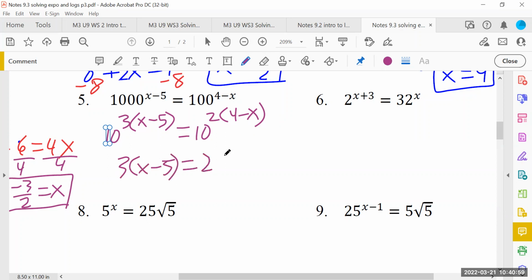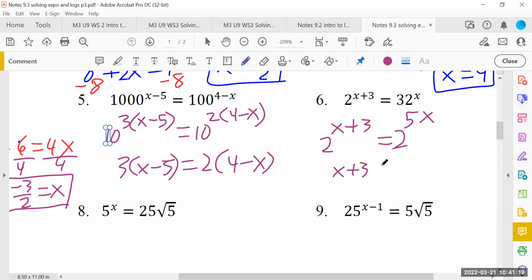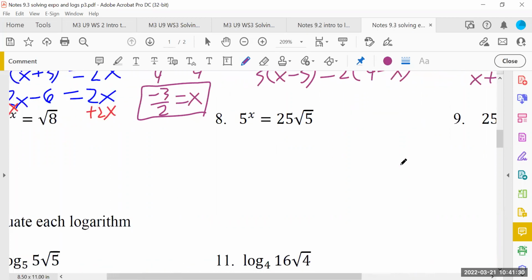So at this point, we've got 3 times x minus 5 on one side equals 2 times 4 minus x on the other side. And the hope is everybody could solve that, do the distributive property, work it out. Next one, take that 32, make it 2 to the 5th power times the x that was already there. This one's already 2 to the x plus 3. So you can write it x plus 3 equals 5x and solve that. Do you see that equation, and you think you can finish it? Again, if you have any hesitancies with those, let me know.